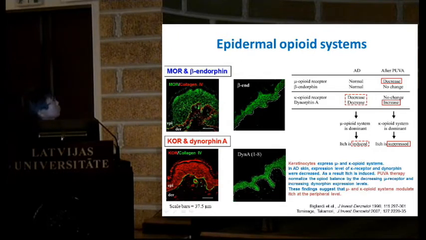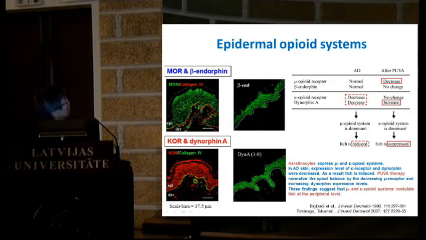This slide shows the epidermal opioid system. Normal keratinocytes express mu opioid receptor and beta endorphin, and kappa opioid receptor and dynorphin are also expressed. In atopic dermatitis, the kappa opioid system is decreased. As a result, the mu opioid system becomes dominant, and itch is induced in atopic dermatitis.